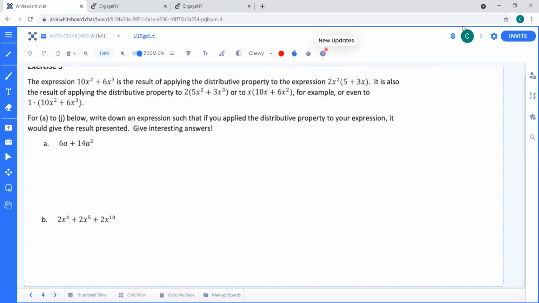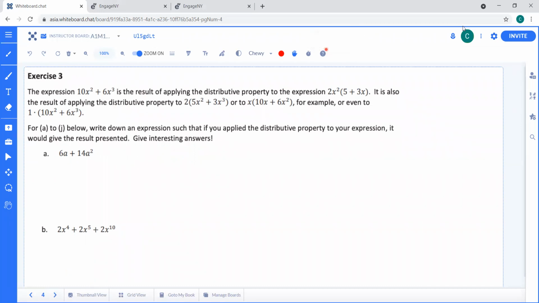It says the expression 10x squared plus 6x cubed is a result of applying the distributive property to the expression 2x squared times 5 plus 3x. It is also the result of applying the distributive property in other ways. It's just giving you different ways to come up with 10x squared plus 6x cubed. Now, I'm going to write it down in an expression such that the distributive property is applied to it.